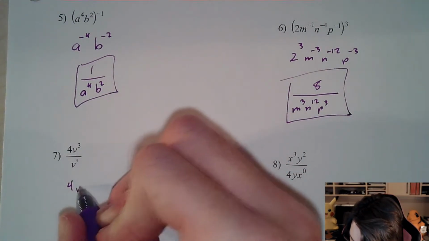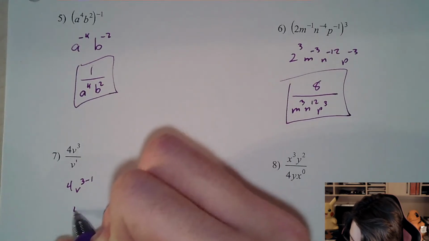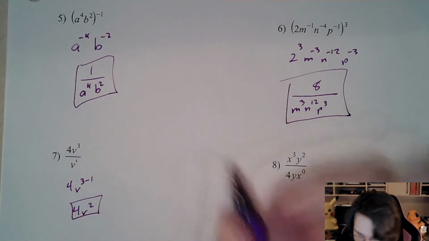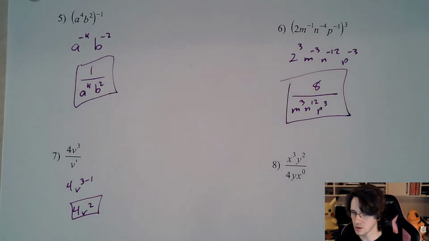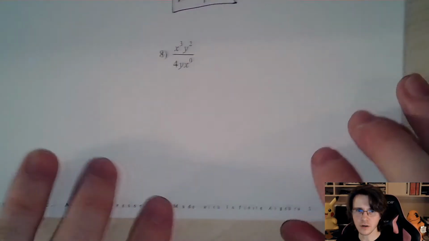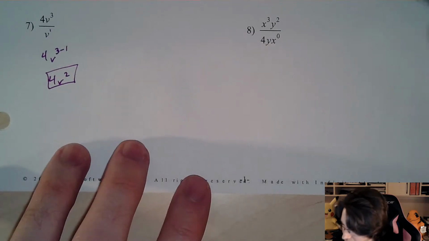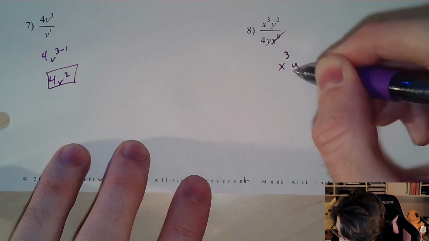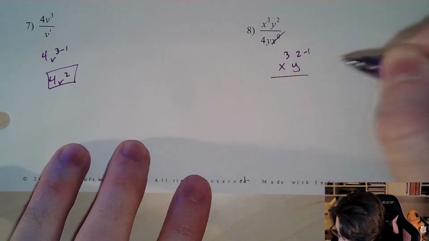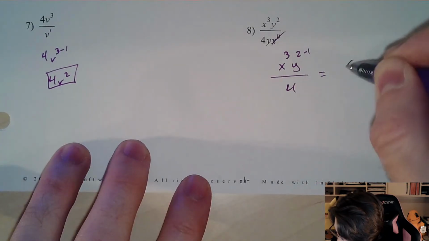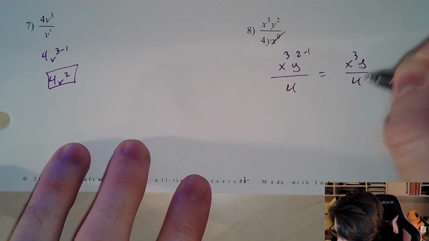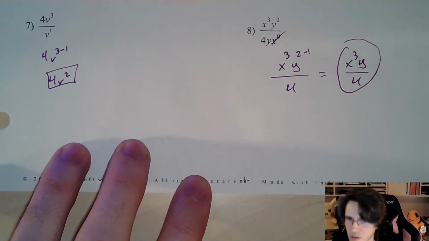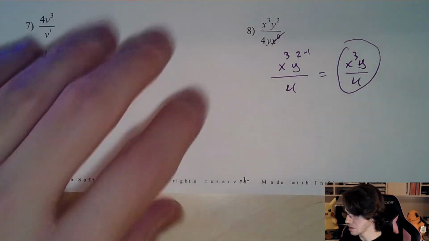Number 7. So number 7, v to the 1 here. So this is going to be v to the 3 minus 1, which is v squared. Nice and quick. So over here, with x to the 0, this is equal to 1. We don't really need to worry about it. So we have x cubed multiplied by y to the 2 minus 1 divided by 4, which is x cubed y divided by 4. You don't need to write the 1. This is going to be a very quick video. Holy moly. We only got 4 more questions.